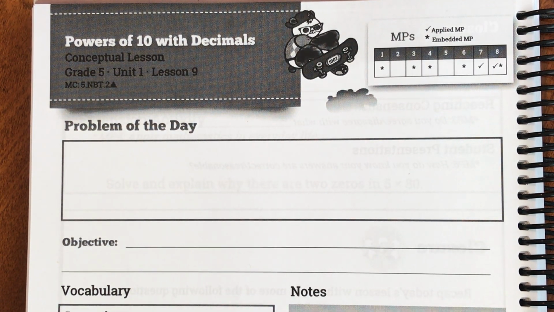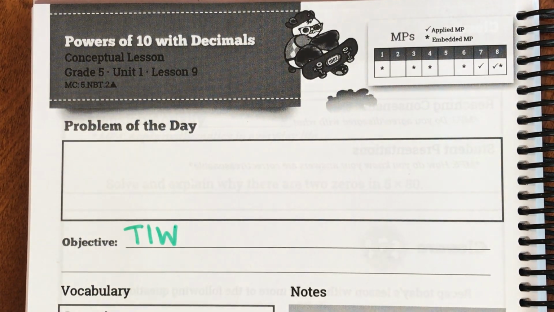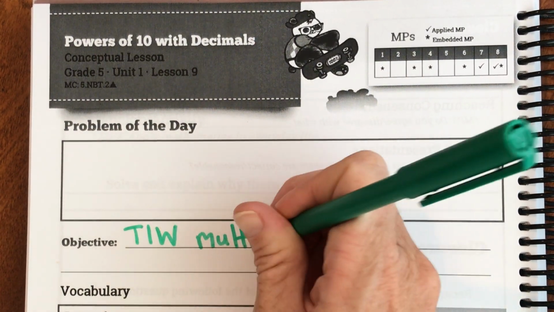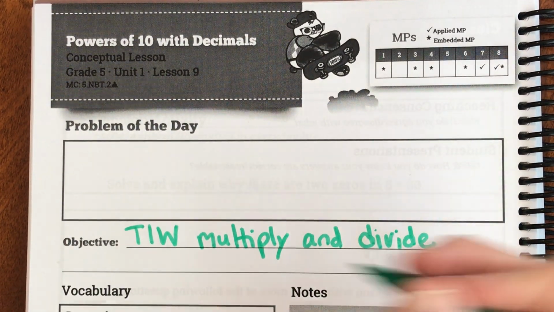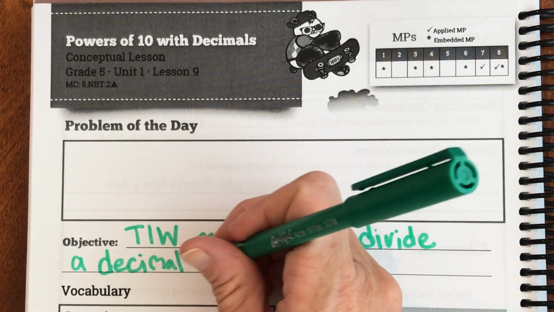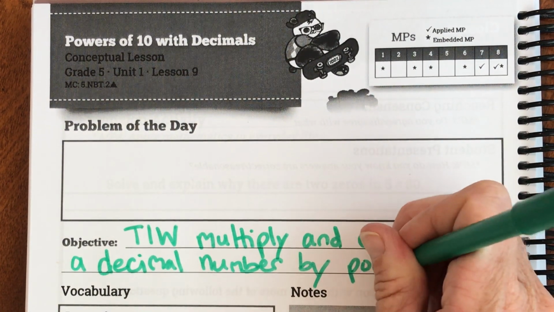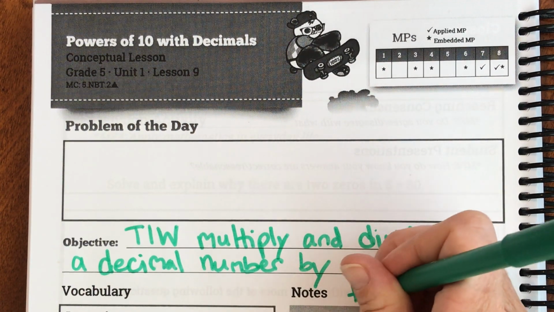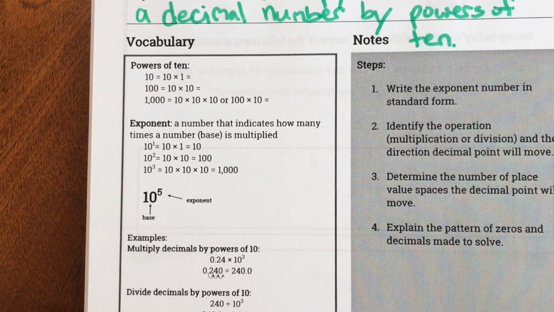We're on page 53, and our objective of the day is, today I will multiply and divide a decimal number by powers of 10. Okay, so our goal is, today I will multiply and divide a decimal number by powers of 10. So quick reminder in our vocabulary is, what are these powers of 10?